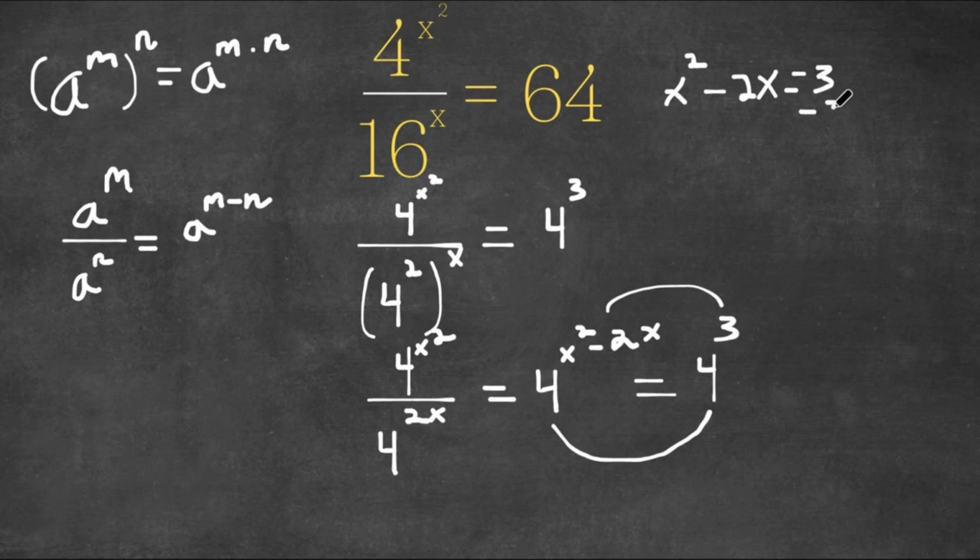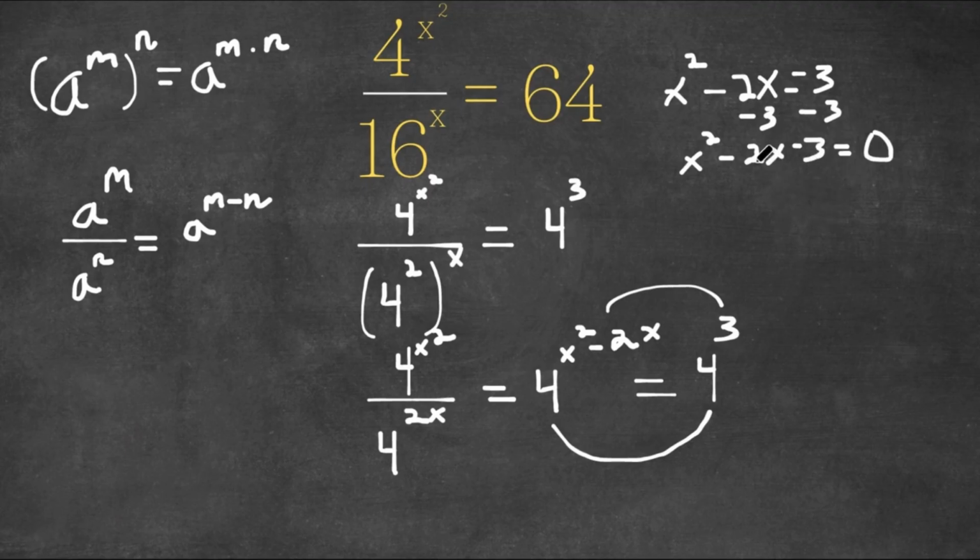So now if I subtract 3 on both sides, I get x squared minus 2x minus 3 is equal to 0. So now, as you see, we have a simple quadratic equation. So I'm actually going to plug this into the quadratic formula.